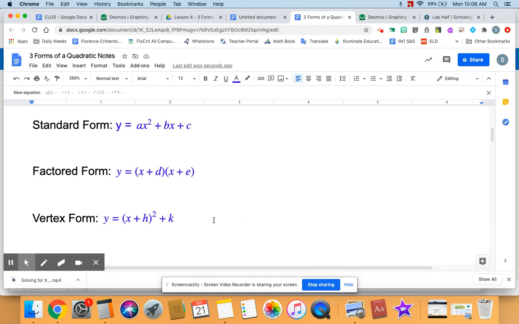So let's write that. Vertex has one parentheses being squared. Factored has two parentheses. Standard has no parentheses.